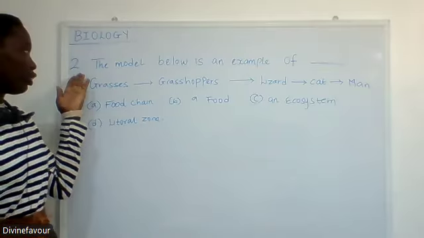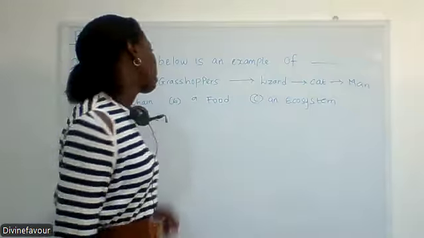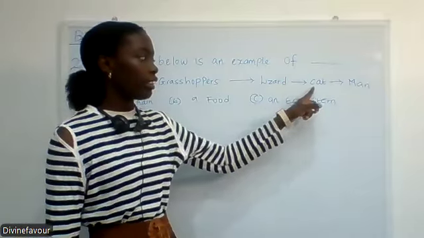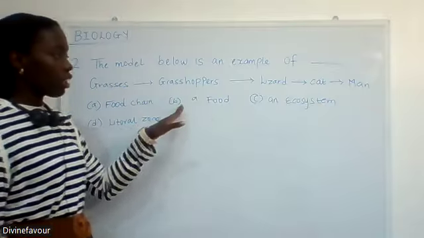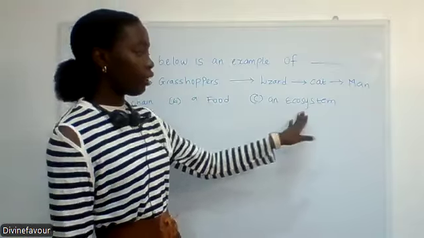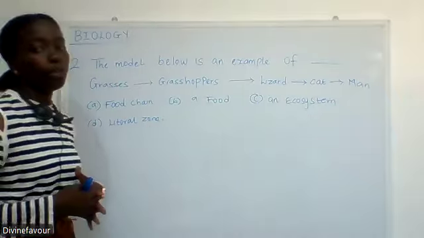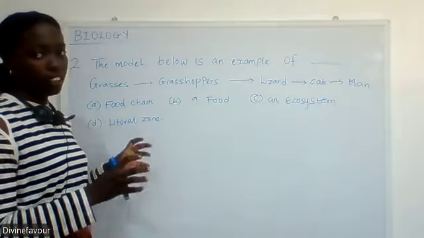Now for our second question, the model below is an example of dash: grasses to grasshoppers to lizards to cats and then man. A. Food chain. B. A food. C. An ecosystem. D. Literal zone. Now, if you notice the number one question, it stayed on one topic.